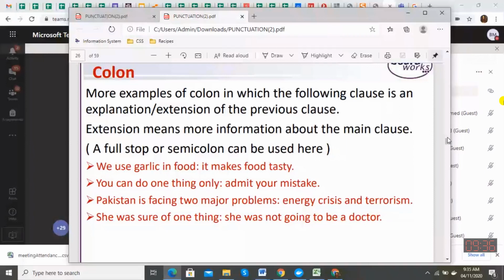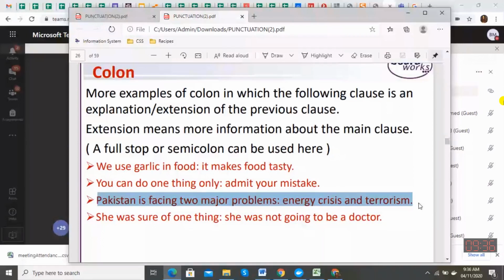You can do one thing only, admit your mistake here, just explanation, not cause and effect. Pakistan is facing two major problems: energy crisis and terrorism. So यहाँ पर क्या कहते हैं, cause and effect का कोई relation आ रहा है कि it's just an explanation, this sentence? Explanation. It's just an explanation. So you can differentiate between different usage of colon in different contexts.